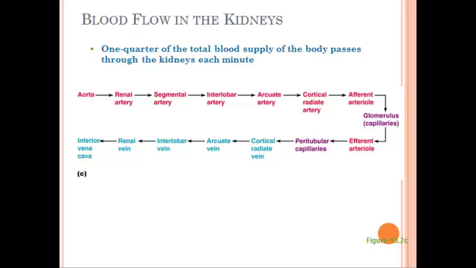There's always a lot of blood flowing through the kidneys. One quarter of the total blood supply of the body passes through the kidneys each minute. That's huge. So every day, you're filtering all of your blood multiple times, and so it's keeping it nice and clean. The kidneys are really good at what they do, and they keep our blood nice and clean and help us maintain homeostasis.